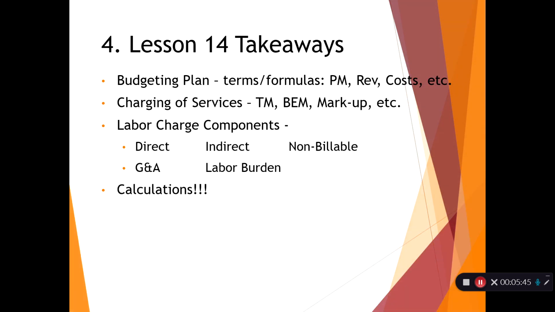And then lesson 14 takeaways, the budget plan, terms, formulas, profit margin, revenues, know all that, charging of services, how we do that in the various categories, labor charge components, and know there will be calculations.